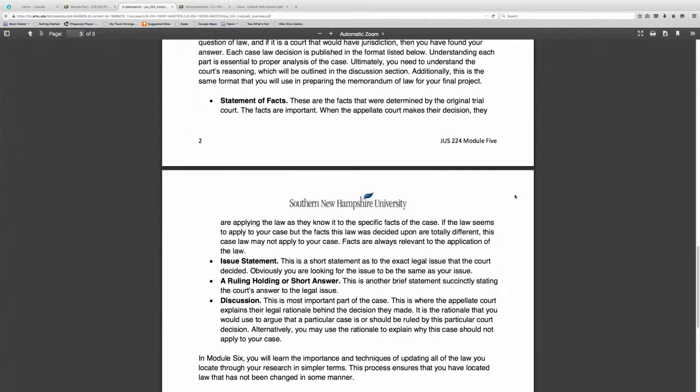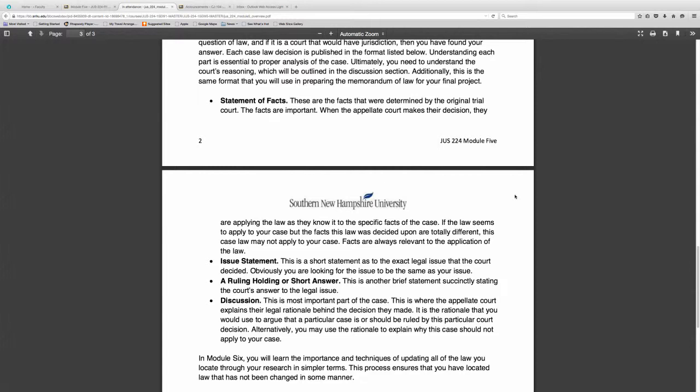Okay, so when you read that case law, it'll have a statement of facts. These are the facts that were determined by the original trial court. The facts are important when the appellate court makes a decision. They are applying the law as they know it to these specific facts. If the law seems to apply to your case, but the facts this law was decided upon are totally different, this case law may not apply to you. Okay, so it has to be the same.